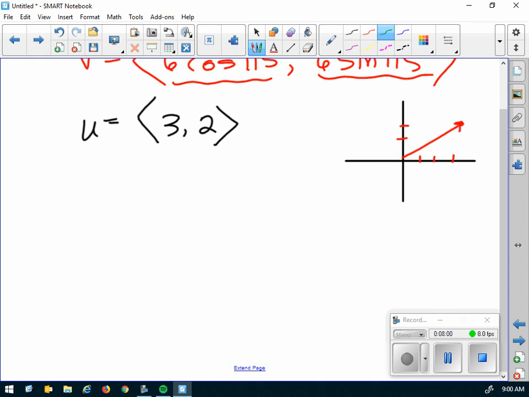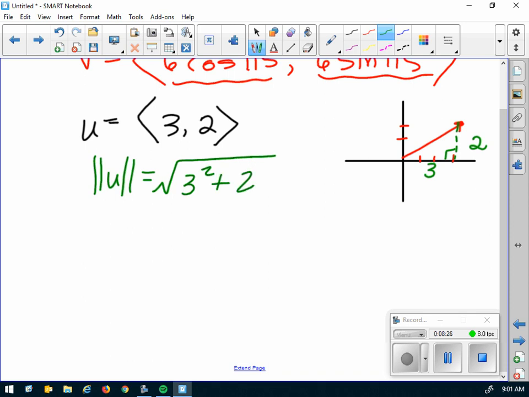You can do the magnitude in your head because if you look at it this way as a right triangle, Pythagorean theorem, you know that this is 3, this is 2. What's the magnitude? Square root of 13. Now you say, well, do I really have to draw the picture? Nope. You can say the magnitude of vector u is the square root of the horizontal component squared plus the vertical component squared, and that gives you the square root of 13. You don't have to draw the picture.